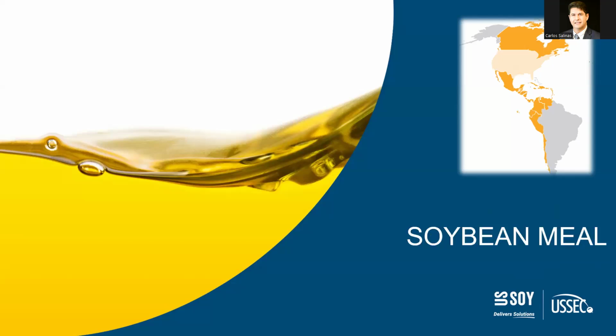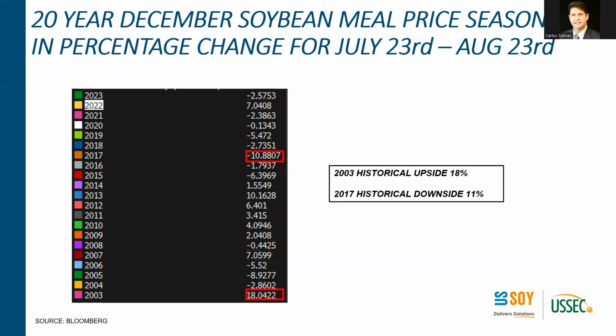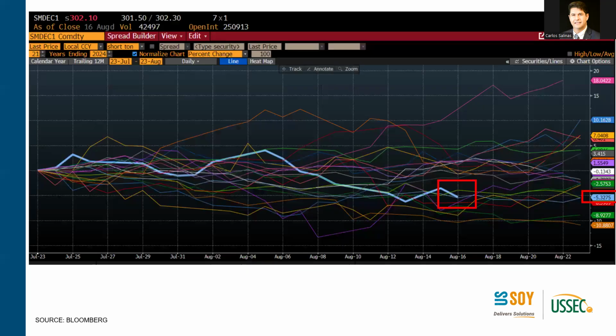And if you remember, 4 weeks ago, we said that between July 23rd and August 23rd, there was little seasonality on soybean meal prices. They have gone up 45% of the time, and they've gone down 55% of the time. And when we take a look at the ranges, soybean meal had gone up as much as 18%, and it had broken as much as 11%. So the question is, where do we stand today? And today, the price of soybean meal has broken about 5%, very much within the range. I wouldn't call it an anomaly. It seems to be reasonable.